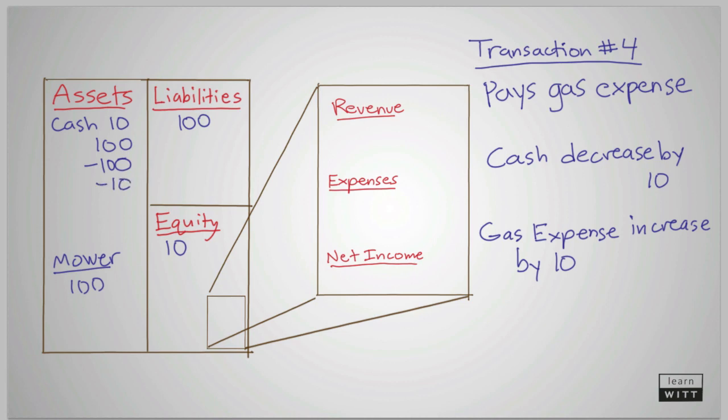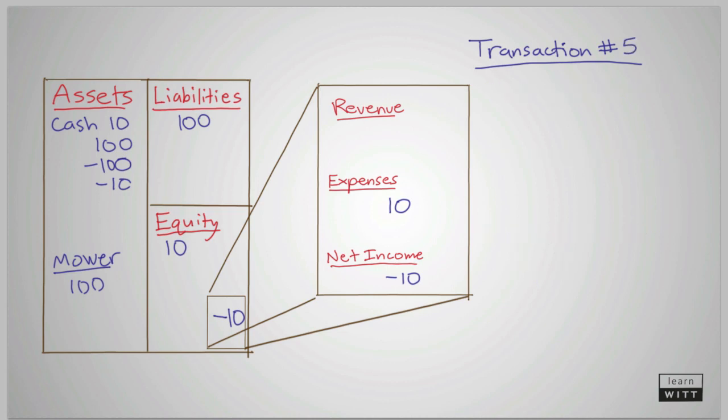Then, to show the corresponding decrease in equity, we will show an increase in the expense account of the income statement. When expenses increase, the income decreases. The decrease in income on the income statement is then reflected on the balance sheet in the equity section. Remember, the equity section shows the net income from the income statement. They are linked together.